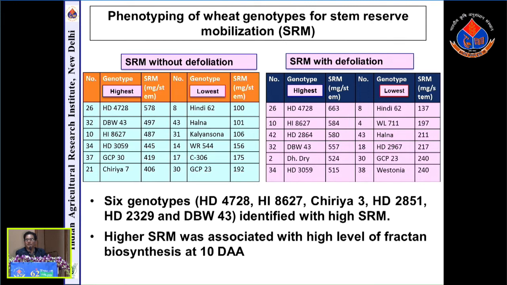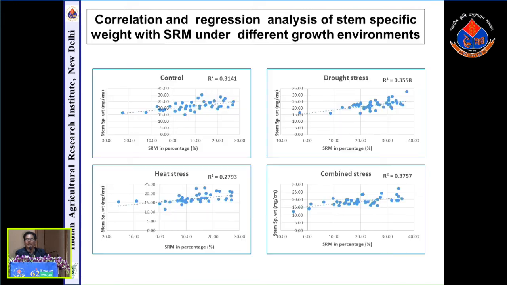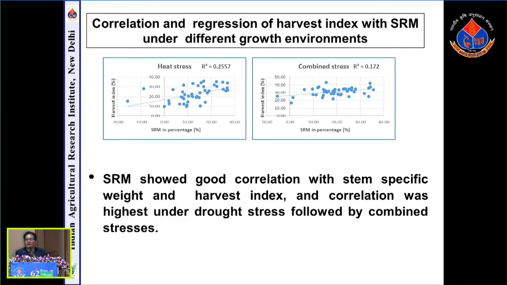They found that a high SRM was associated with a high level of fructose biosynthesis. This is the correlation of the stem specific weight and the SRM, and this is the correlation of the harvest index, and they found that the SRM showed good correlation with these traits.